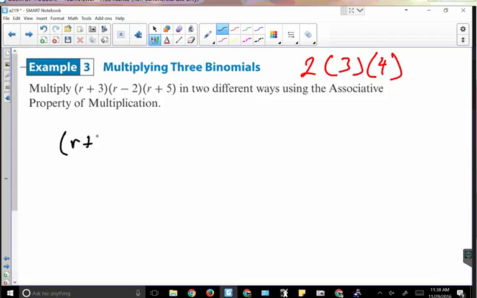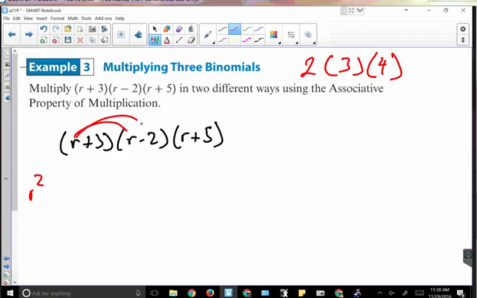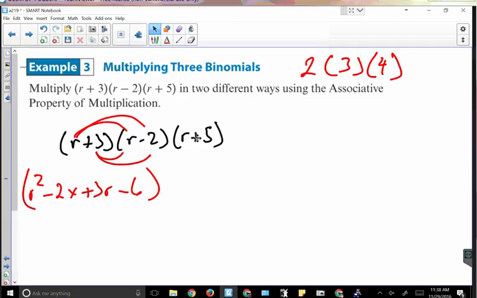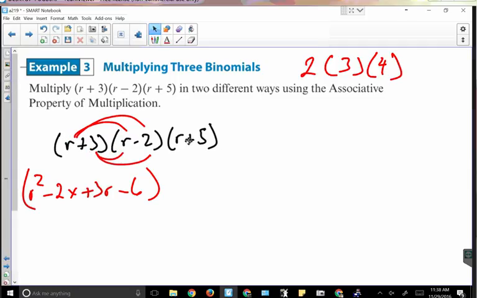So if I've got r plus 3 times r minus 2 times r plus 5, generally what people do is you multiply the first ones together, so that's going to be r squared minus 2r plus 3r minus 6, and then we just bring, probably because I should have written r, not an x, sorry, bad habits. Now, we still just have the r plus 5 over here.